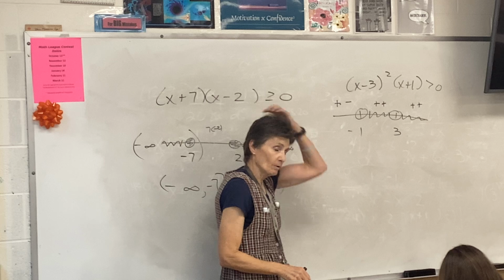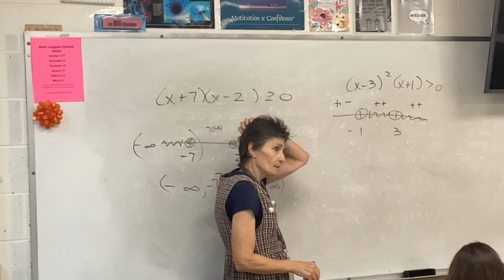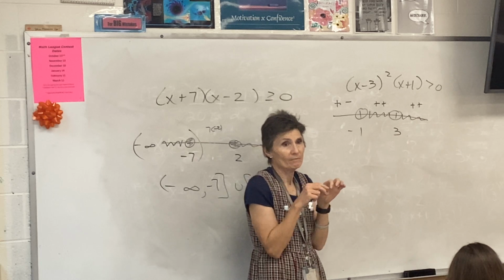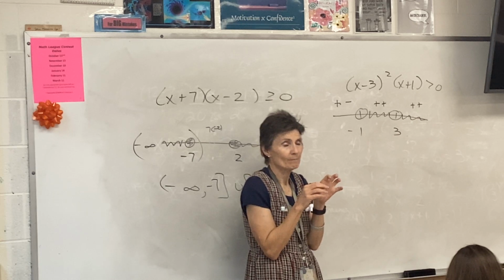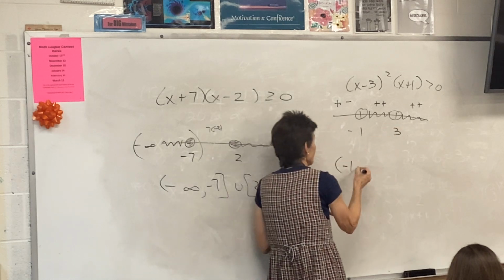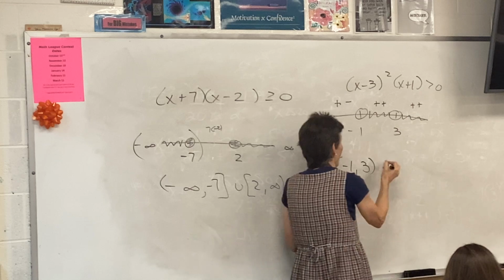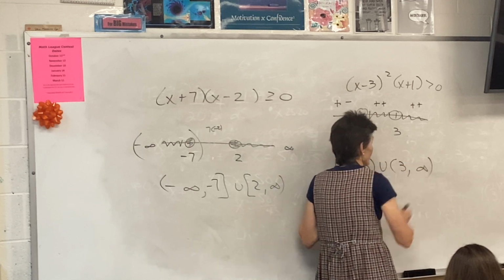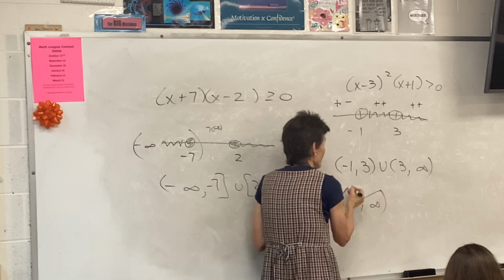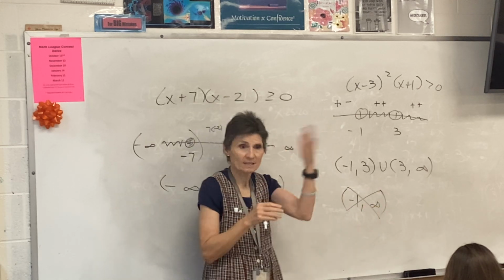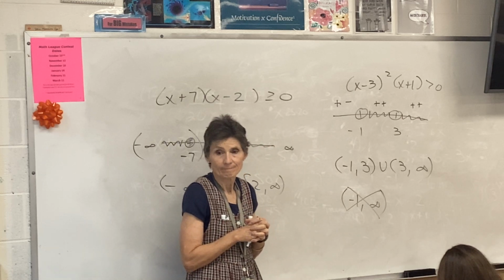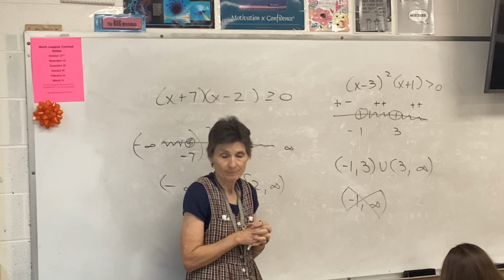Now, you've got to be careful here. Don't we still have 2 sections, even though they're joined, sort of? Don't we still have a two-part answer? Yeah, because 3 is not included. So we have to say negative 1 to 3, or 3 to infinity. You can't do this. That would be wrong, because 3 is skipped over.